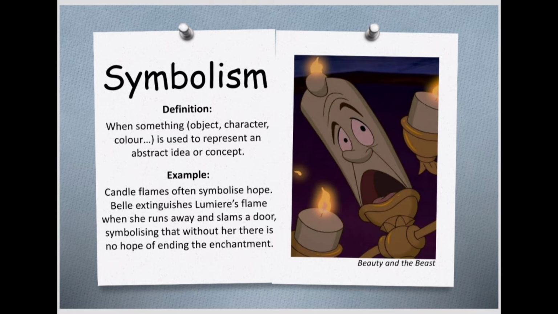The second literary device is symbolism. Now what is symbolism? When something, an object, character or color, is used to represent an abstract idea or concept. For example, Belle extinguishes Lumiere's flame when she runs away and slams a door, symbolizing that without her there is no hope of ending the enchantment. This example has been taken from the movie Beauty and the Beast.